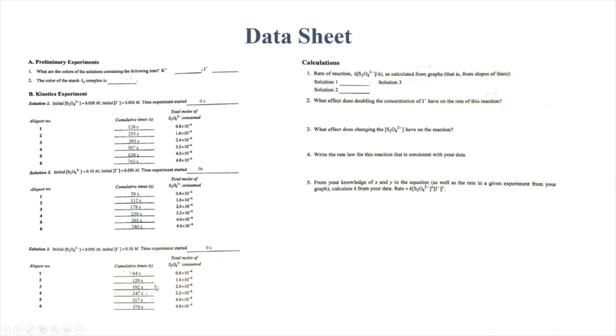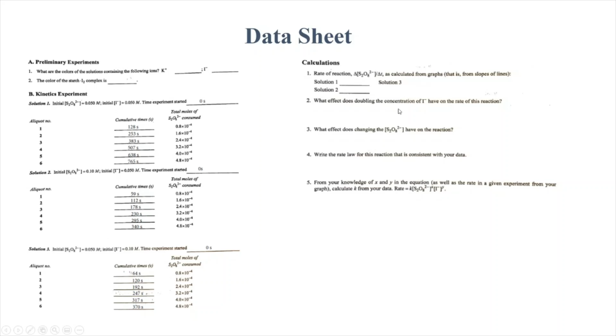These ones go quicker. And now your job is to plot these out on graph paper and come up with the rates. So you're going to take these data points and these moles consumed, create plots, get the slopes, and then divide the slopes by the volumes to get the rate of the reaction. So you're going to get the rate for solution 1, solution 2, and solution 3. Those are your 3 different trials. And then you're going to answer these questions.